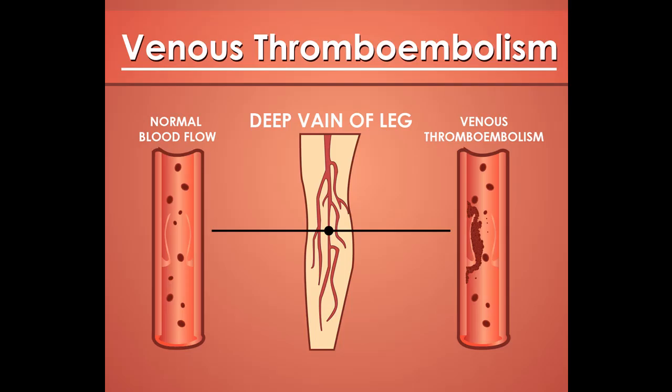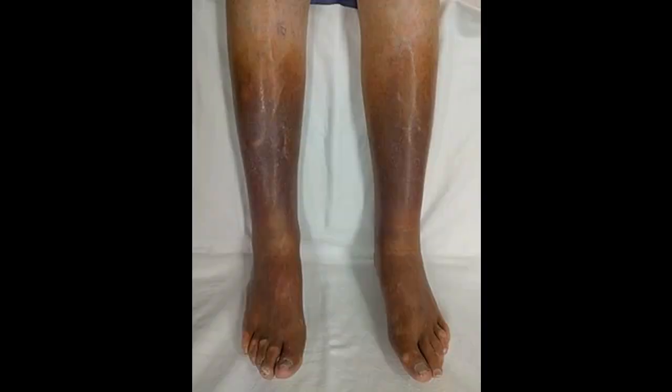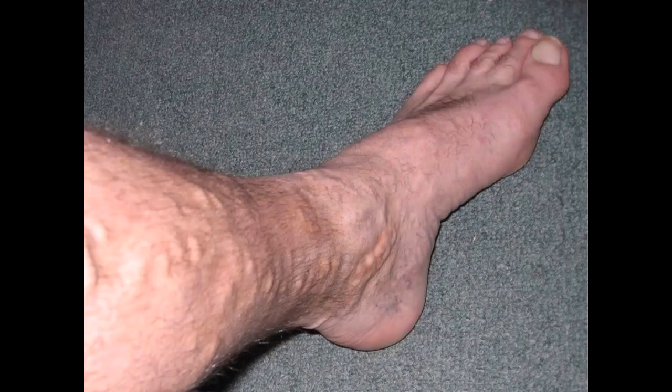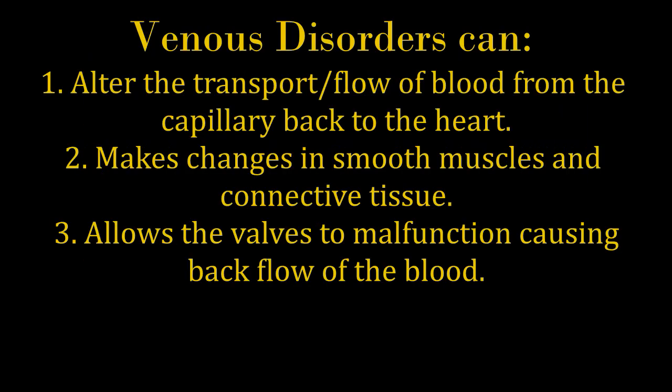As we've said, we have listed some venous disorders for us to share. We have the venous thromboembolism, chronic venous insufficiency or post-thrombotic syndrome, leg ulcers, and varicose veins. Venous disorders can alter the transport or flow of the blood from the capillaries back to the heart and make changes in smooth muscles and connective tissues. And it also allows the valves to malfunction, causing backflow of the blood.